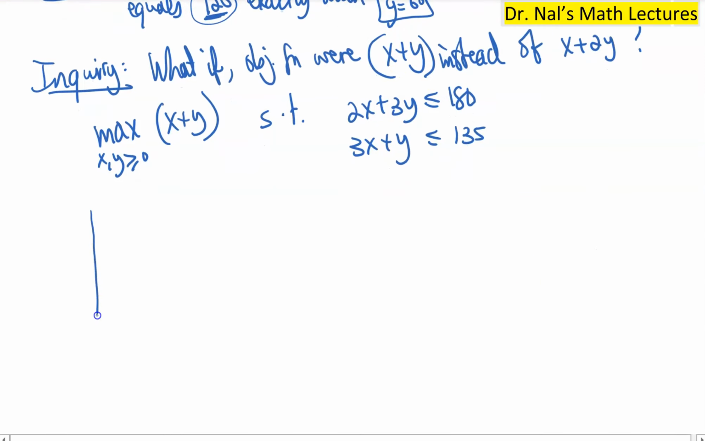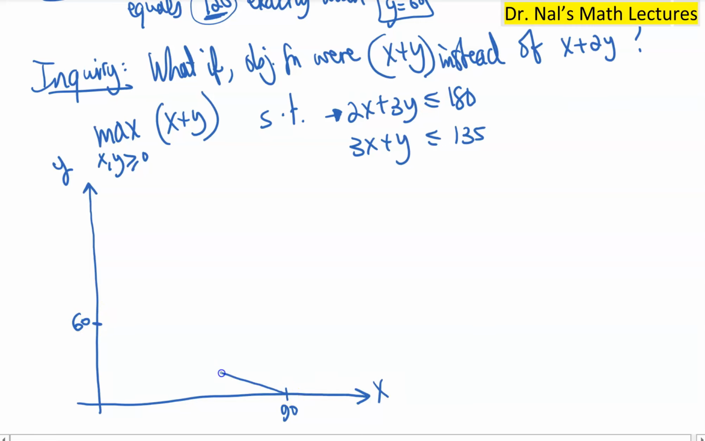In that case, let's see what happens. First of all, because the two constraints have not changed, we still have the same region. Starting with the first condition, 2x plus 3y is less than or equal to 180. If you plug in y equals 0, 2x equals 180, x equals 90. And if you plug in x equals 0, y comes out as 60. That is the first constraint, and we want to be below this line.